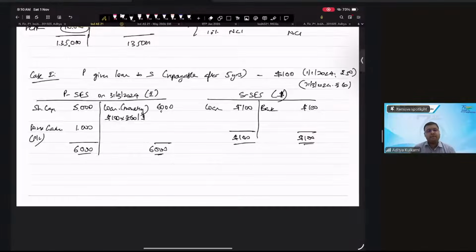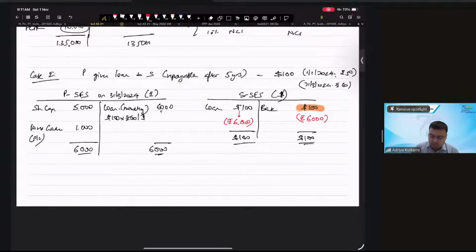Now, when I prepare a consolidation, I will start consolidating the subsidiary into the parent. So when I consolidate, this 100 will be translated at which rate? This 100 will be translated at closing rate. So 100 will become 6,000 rupees. Correct? Yes. And this will also become 6,000. Correct? Yes.